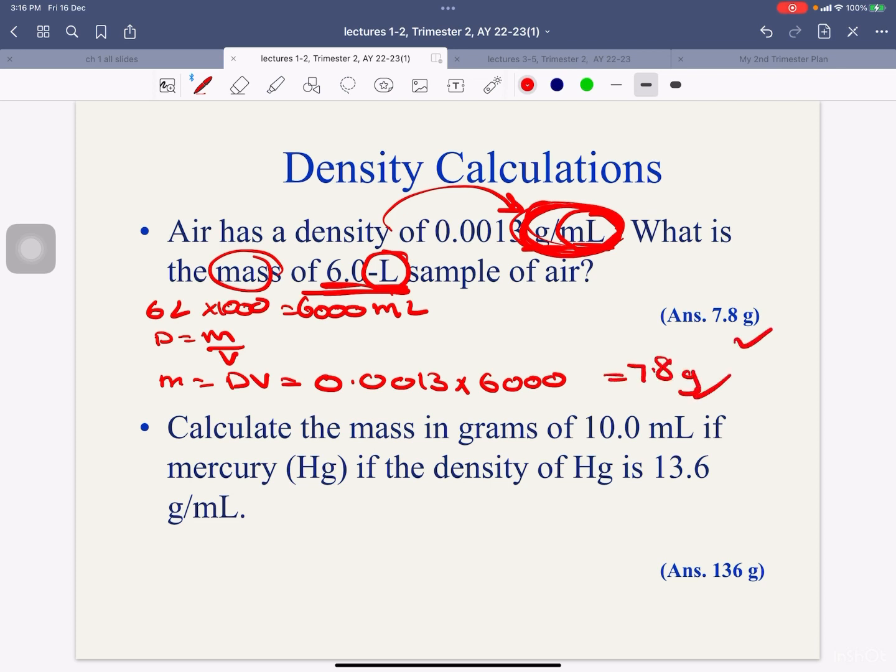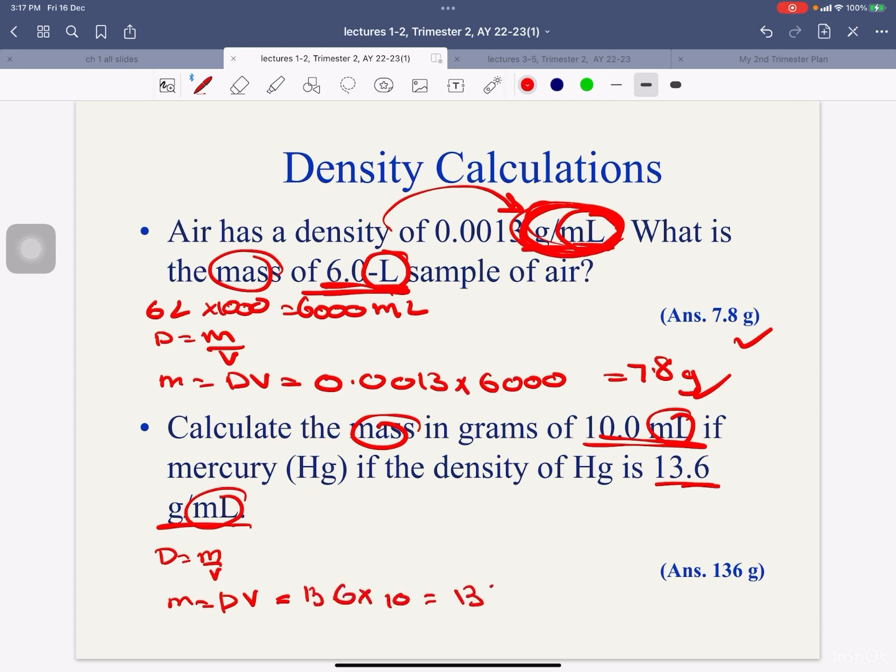نفس الانسر. هنا calculate the mass in grams of a 10 milliliter if the density is 13.6 grams per milliliter. هنا نفس milliliter فخلاص ما في شيء أغيره. I'm just gonna calculate it normally. So I know d is equal to m over v. I know that m is equal to d multiplied by v. 13.6 times 10, it's gonna be 136 grams.